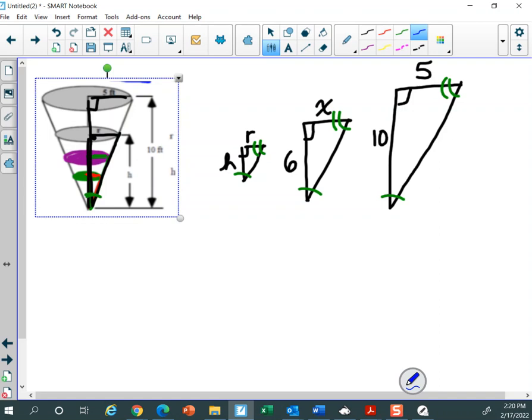Your geometry teacher's sitting somewhere with their fingers crossed, hoping. If all 3 angles are congruent, from this triangle to this triangle to this triangle, then my triangles are similar, which means what?